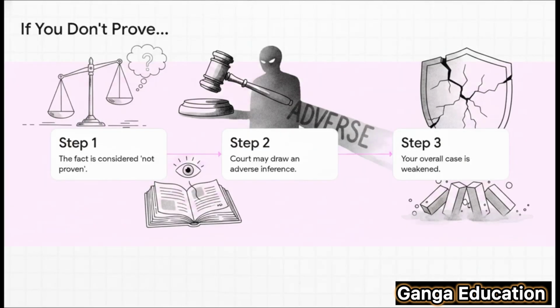So what happens if a party fails to meet this burden of proof? Well, three things. First, the court will consider that fact not proven. Second, as we saw in the Kashi Ram case, the court might draw an adverse inference. And third, and most importantly, this failure can significantly weaken their entire case.